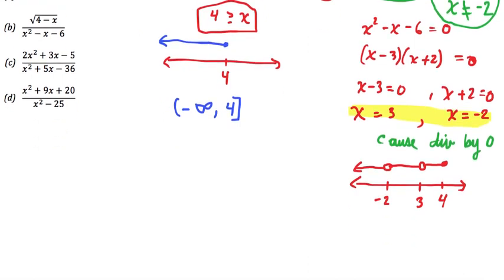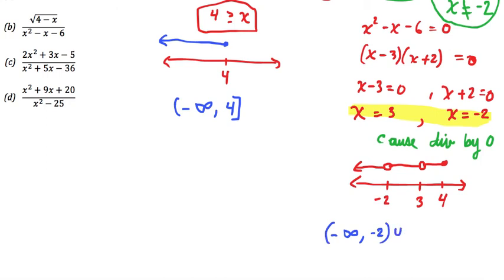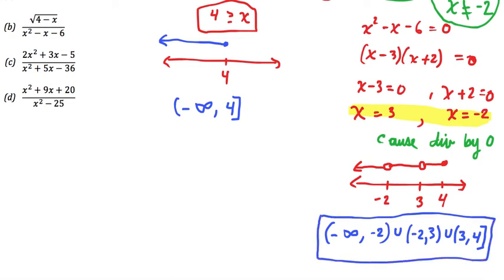So the final answer for this, I'm going to write it in interval notation because that's actually preferable, is going to be negative infinity to negative 2, in union with negative 2 to 3, in union with 3 to positive 4. And positive 4 gets a square bracket because it could be equal to positive 4. Okay? So there you go. That's an example here where you have potential of division by 0.